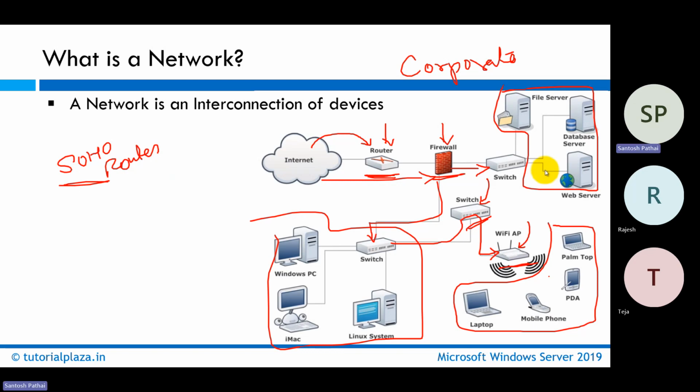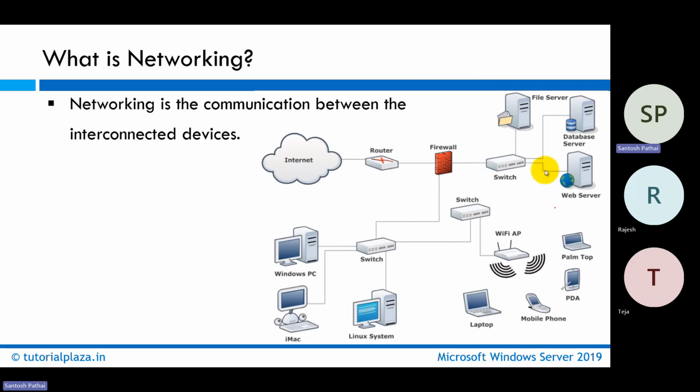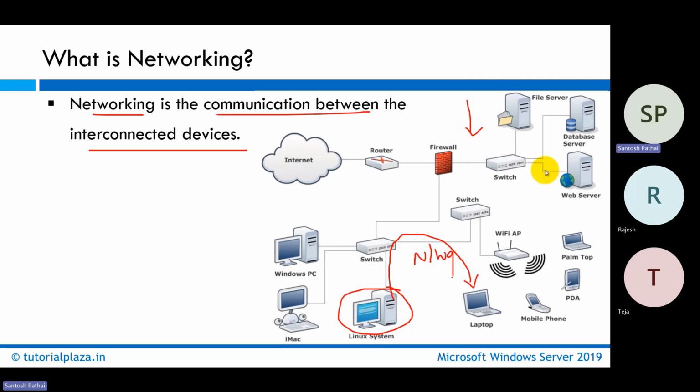Now this is a network. Then what is networking? A network is an interconnection of devices. But networking is the communication between the interconnected devices. At present, this is only a network, but when communication happens, data is being sent from this machine to this laptop, that means networking is happening. So this is networking. A network is just a connection of devices.